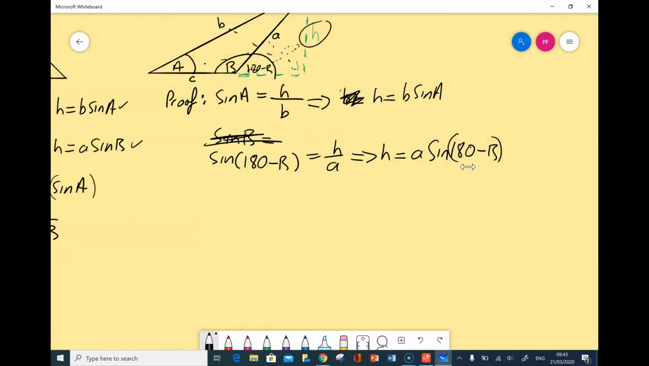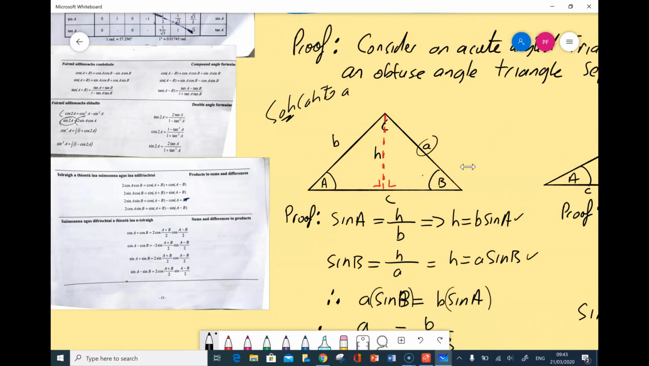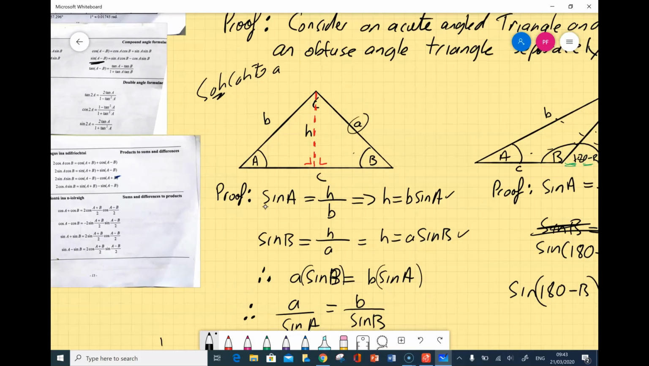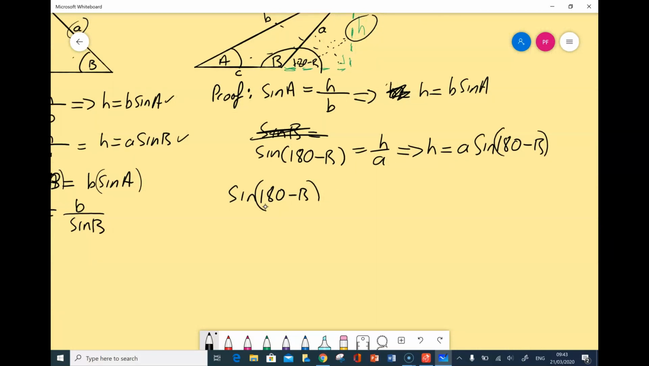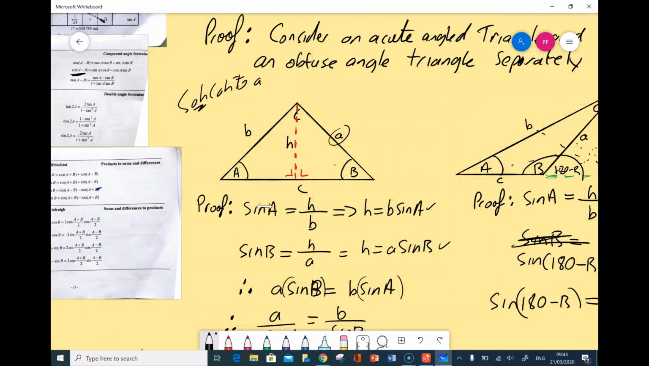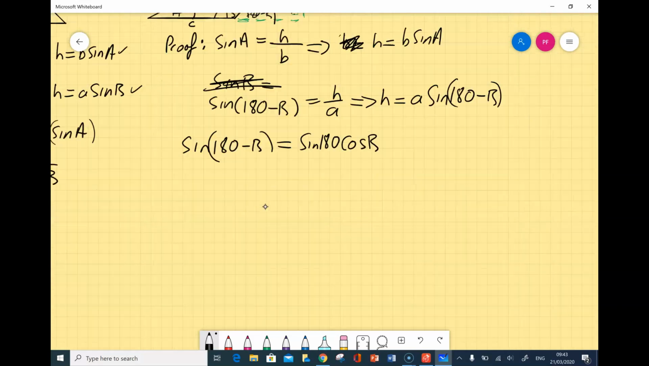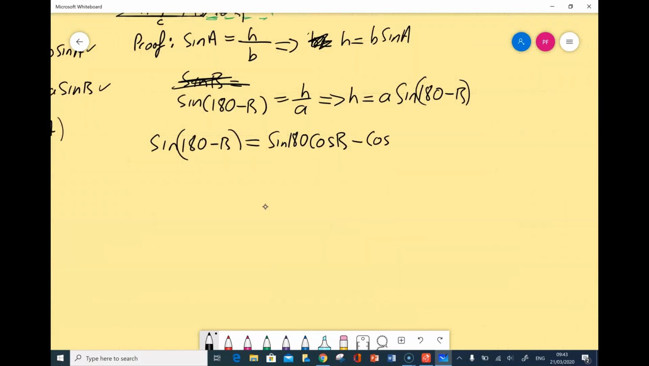Now, this is the thing, sine of 180 minus B, we have to adjust that now, which I'm sure you'll all love. So that's the sine of A minus B, which is up here on page 14. So it's sine A cos B minus cos A sine B. So it's sine 180 cos B, and then we've got minus cos 180 sine B.